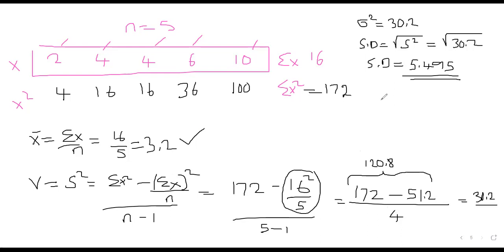Thank you. All right. Then we find the coefficient of variation. It's simply the standard deviation divided by the mean times 100. So 5.495 divided by what? 3.2. What are you getting? And leave it there, or times 100 if you like, it's okay.